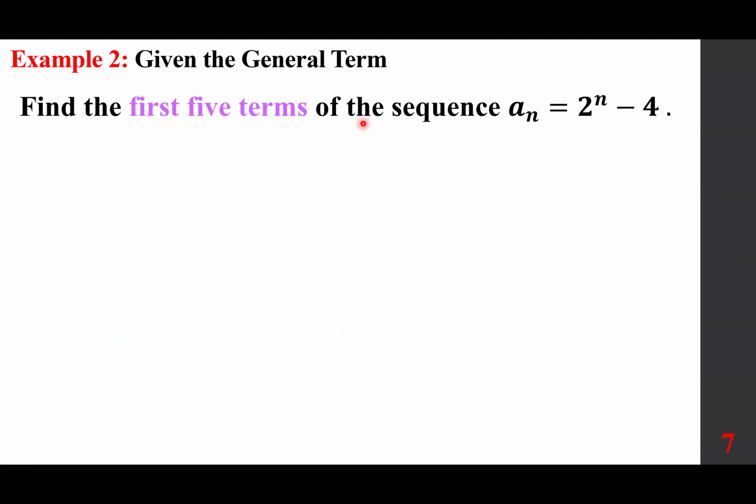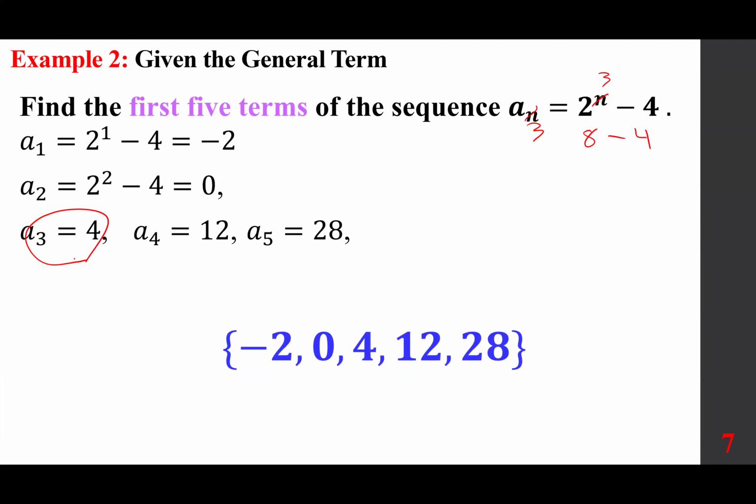We want the first 5 terms. We start with the first one. In this case, a sub n is 2 to the power of n minus 4. So I want a sub 1. I'm going to replace n with 1. A sub 1 is 2 to the power of 1 minus 4, which is -2. I want the second one. I'm going to replace n with 2. So a sub 2 is 2 squared minus 4, which is 0. If I want 3, this is 2 cubed, 8 minus 4 is 4. And I'm going to assume everybody can come up with the rest.